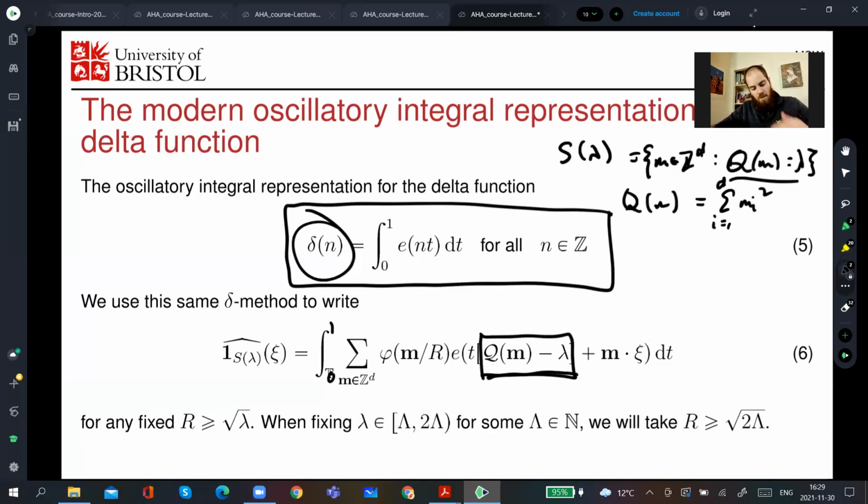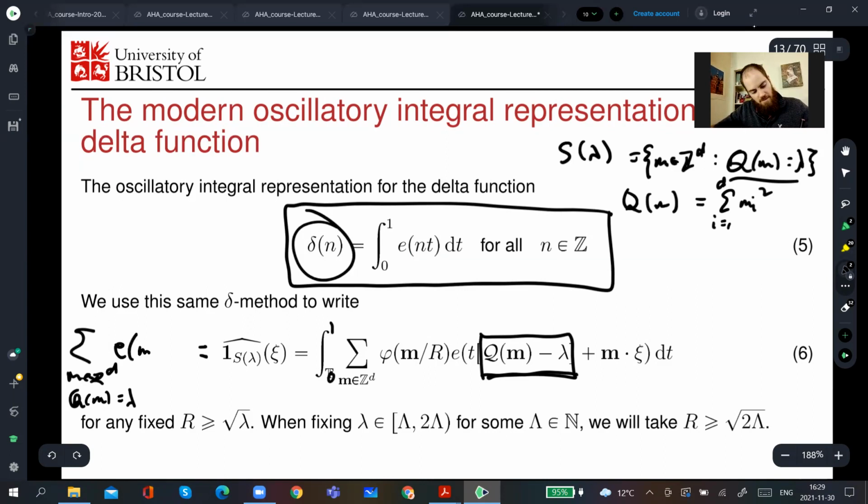But we had that this was equal to a sum over m in Z^d, with Q of m equal to lambda, of e(m dot C), right? And that's what this summand inside that exponential is doing. It's remembering the fact that we need this for the Fourier transform. Okay. And what we've done here is we've thrown in some smoothing factor that, like we did in our first treatment of the circle method.